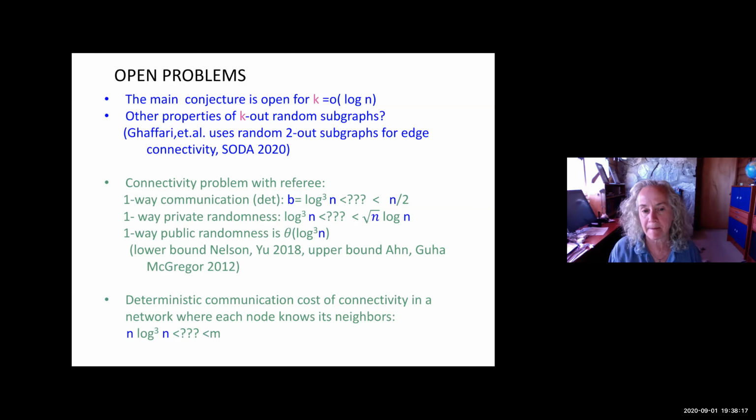And we can also come back to the one-way communication problem. We still don't know anything about the deterministic complexity of that problem. And we also don't know about the deterministic complexity of connectivity in a general distributed network where each node knows its neighbors. So we do know some things, and there is a lower bound of log cubed n for B if there's public randomness.